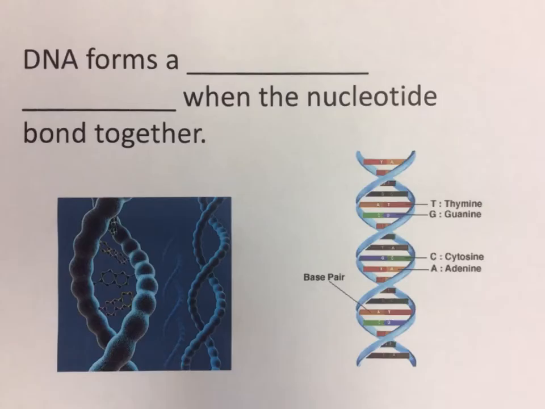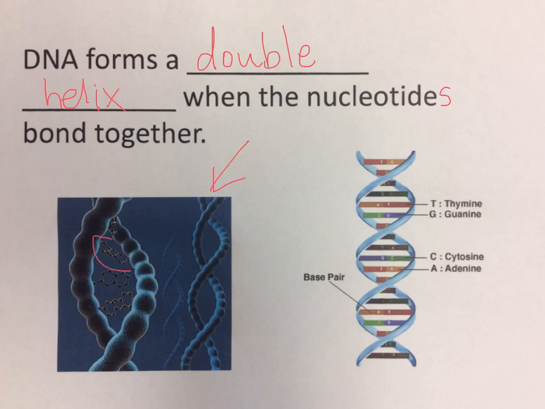One of the last things that's important about DNA is that DNA forms a double helix when the nucleotides bond together. Sorry for my typo. When the nucleotides all bond together, we get this double helix shape. You can see over here, it kind of looks like a twisted ladder. In the center are the nitrogen bases, and on the outside, this right here, are the phosphate and the sugar. We call that a phosphate sugar backbone.